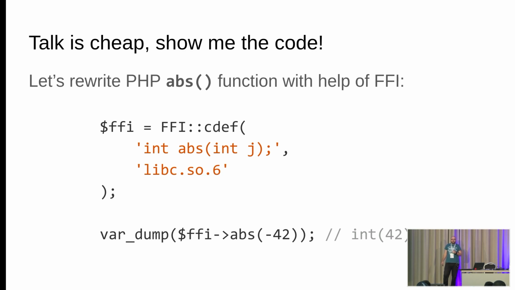There is a static method cdef on the FFI class. It has 2 parameters. The first is the definition of the function in C, and the second one is the library from which we want to call it. In this case, I want to call it from the standard C library, which is available on every Linux system. I will then just call this through the magic method on the created instance of the FFI object.